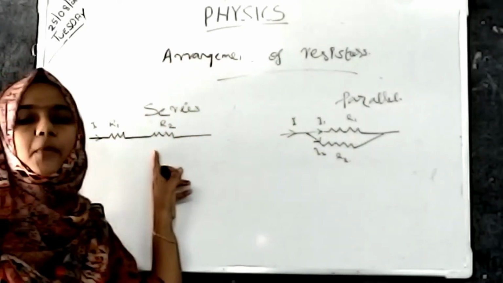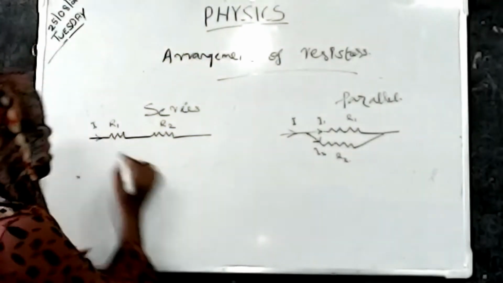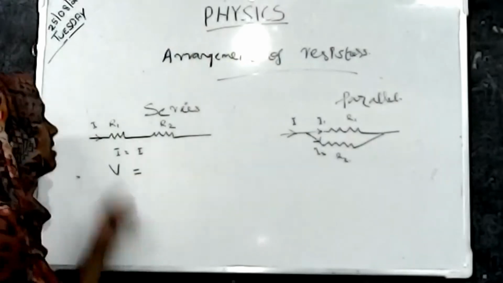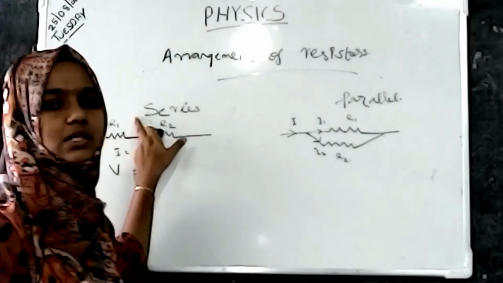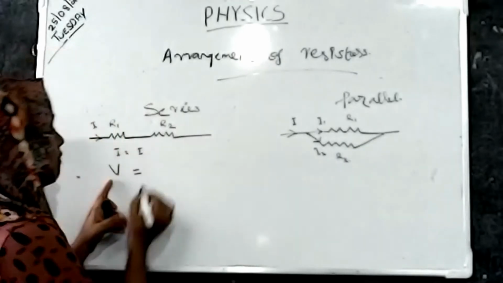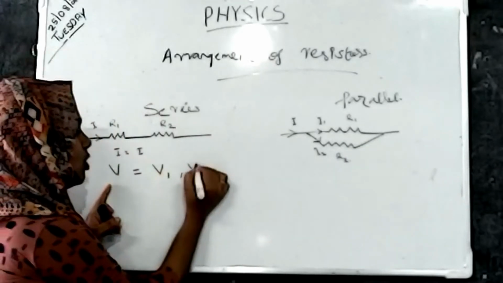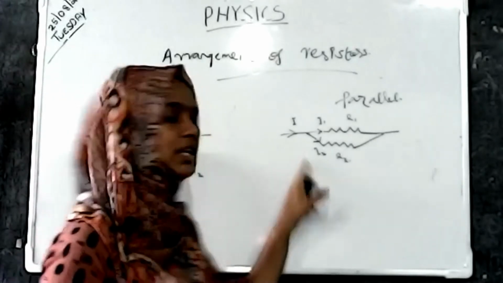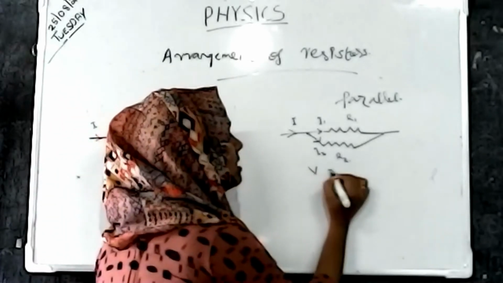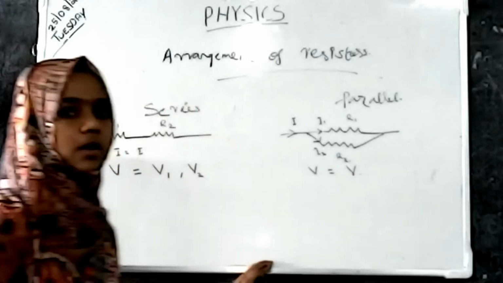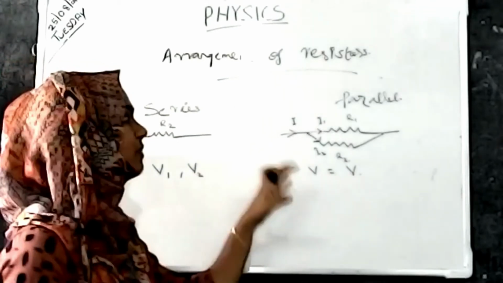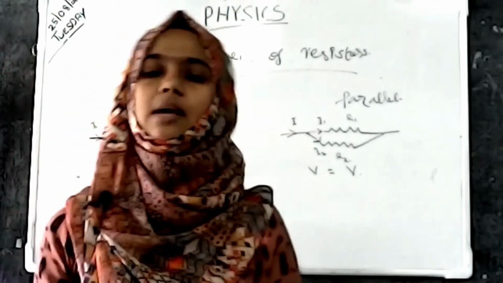Okay. And in the first, series connection, the potential difference is different. So here the current is I and the potential difference V is V1 in the R1 resistor, V2 in the R2 resistor. So V is V1 and V2. And in parallel there is no difference in the potential difference. So here V is equal to V. Okay. Now we are discussing the current and the potential difference of the two resistors, series and parallel.